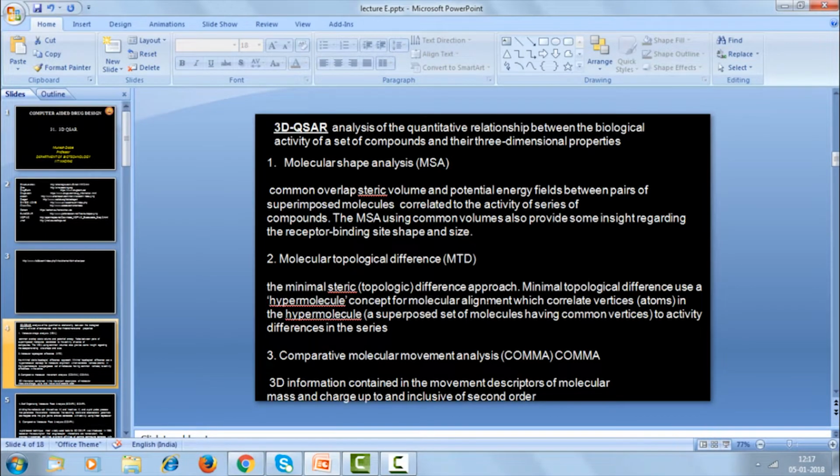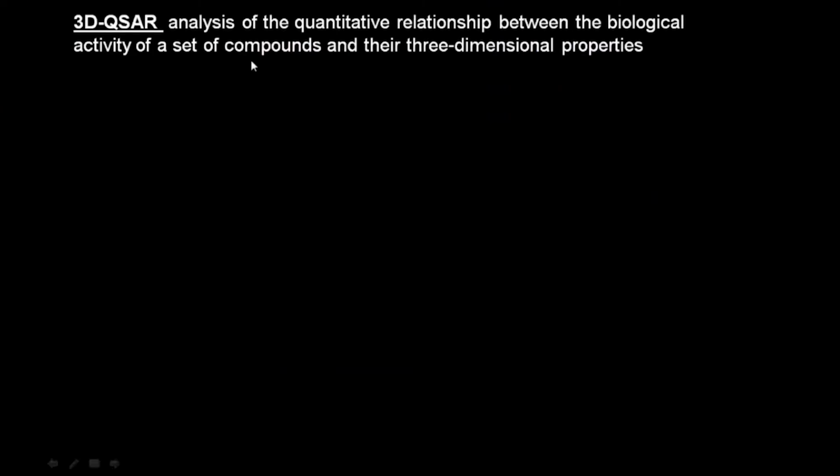So what is this 3D QSAR? It is the quantitative relationship between the biological activity of a set of compounds and their three dimensional properties. Ultimately, like I said, the molecule occupies a certain conformation which is very important for the activity. Not all conformations may be useful for the activity, because as you know, it finally goes and binds to an enzyme, so the conformation plays a very important role. So there are different approaches.